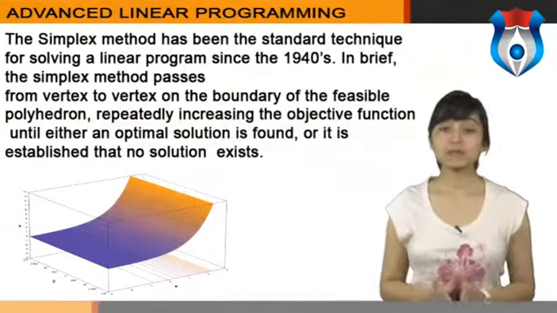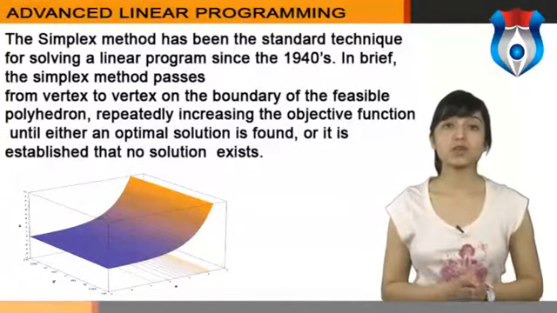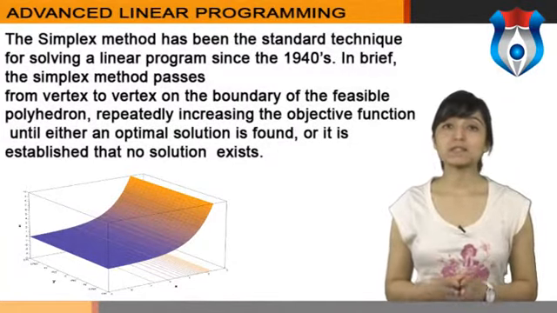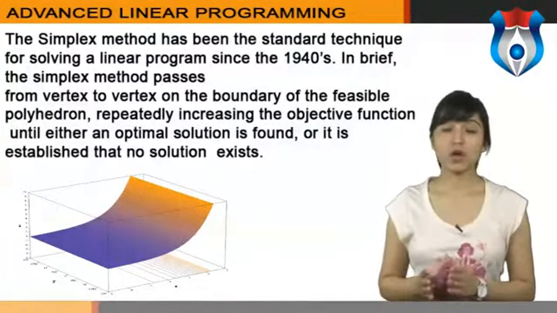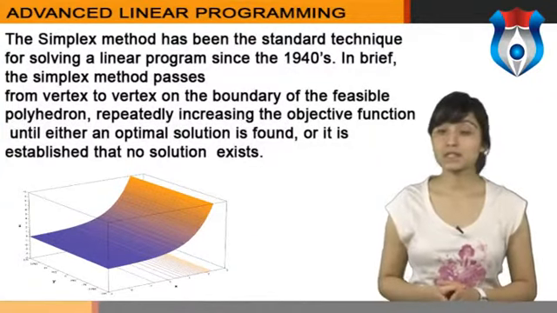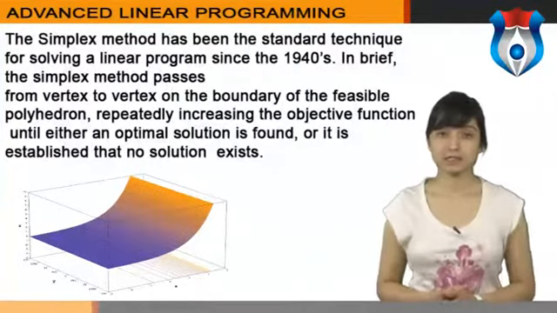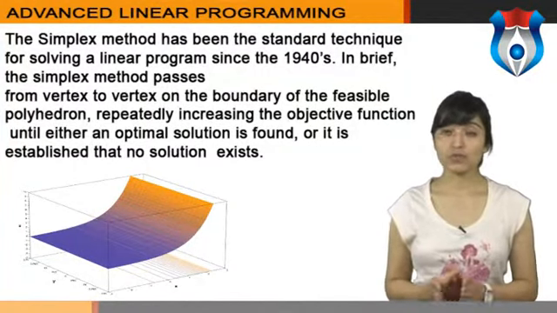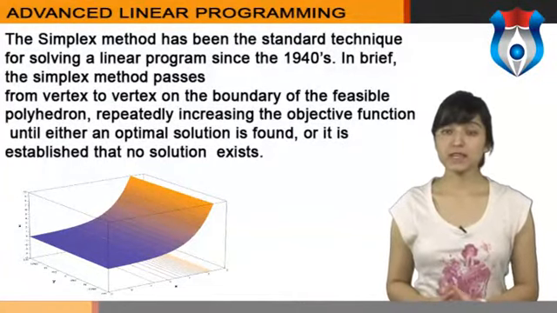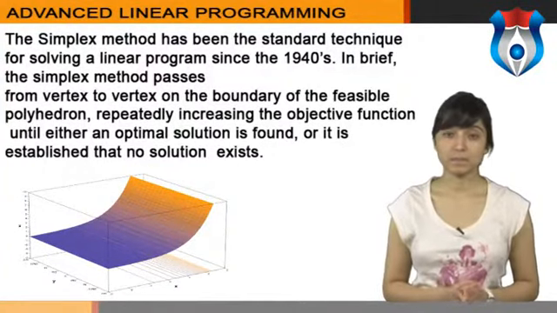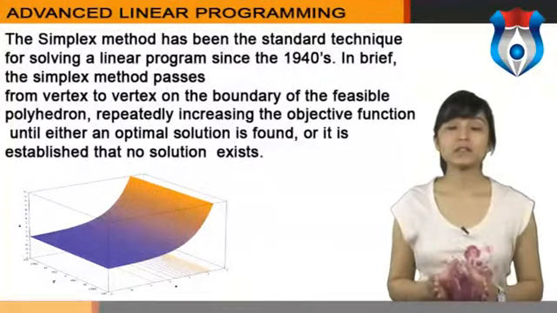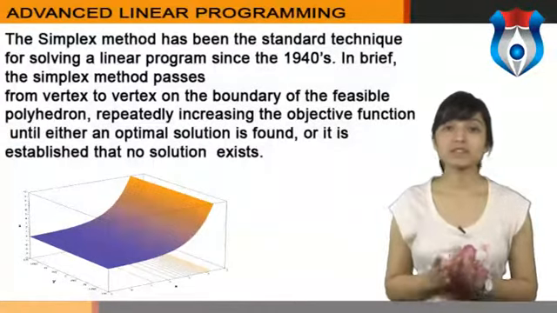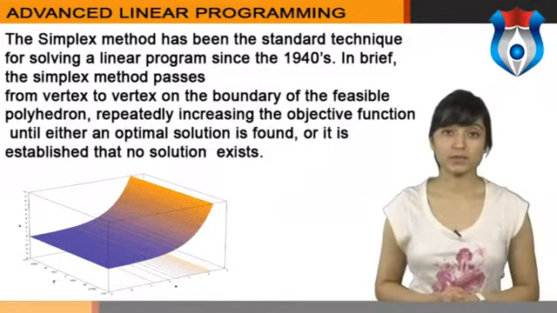In brief, the simplex method passes from vertex to vertex on the boundary of the feasible polyhedron, repeatedly increasing the objective function until either an optimal solution is found or it is established that no solution exists. In principle, the time required might be an exponential function of the number of variables, and this can happen in some contrived cases. In practice, however, the method is highly efficient, typically requiring a number of steps which is just a small multiple of the number of variables.